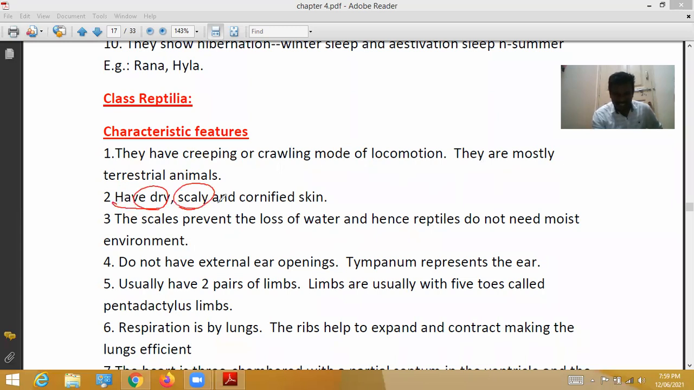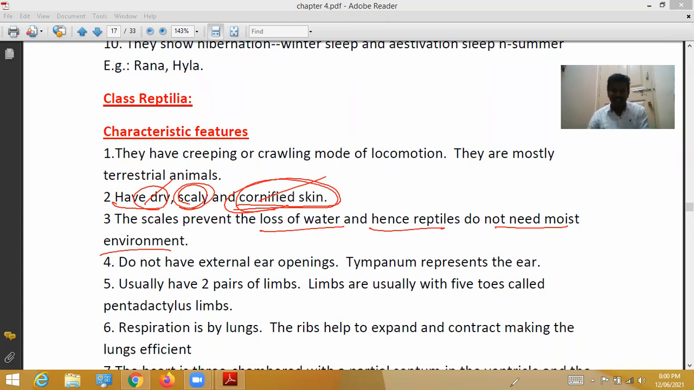They have dry, scaly, and cornified skin. Their skin is dry, and their body is covered by scales. The scales prevent the loss of water, and hence reptiles don't need moist environments. The body is covered by scales, and those scales prevent the excess loss of water through the skin. That's why reptiles don't need a moist environment.